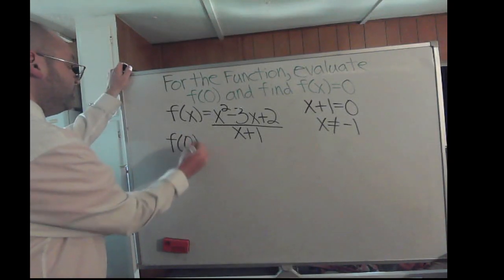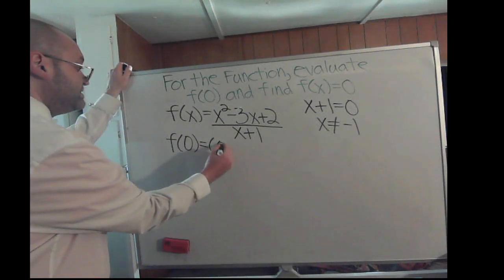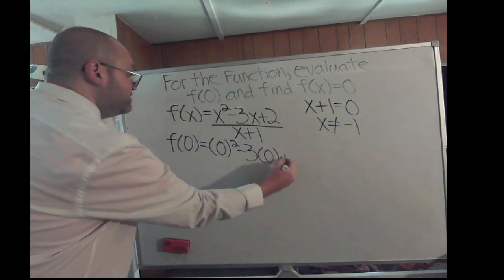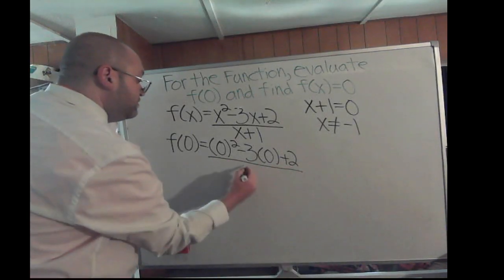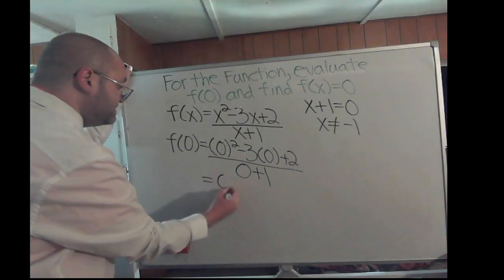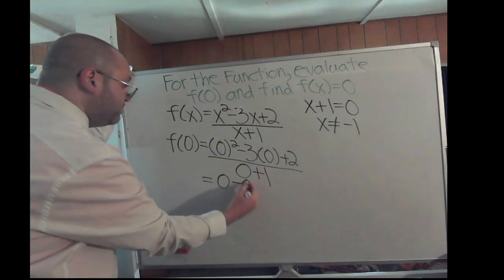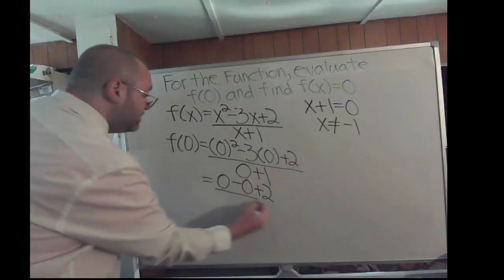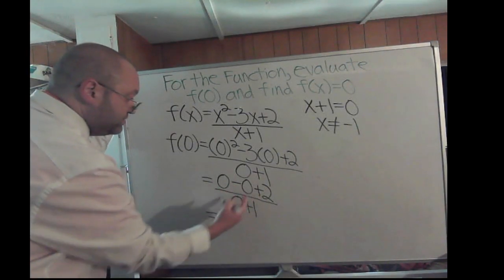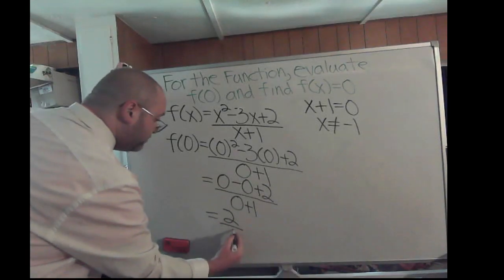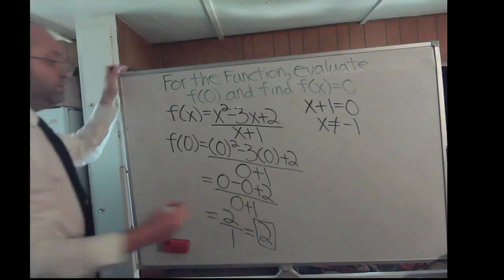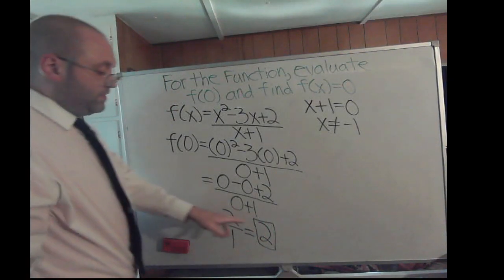So f of 0, that's equal to 0 to the second power minus 3 times 0 plus 2 all over 0 plus 1, which we know 0 to the second is 0, minus 3 times 0 is 0, plus 2 all over 0 plus 1, which 0 minus 0 is 0, plus 2, that's 2 all over 1, or just simply 2. So f of 0 is equal to 2. f of 0 is 2.